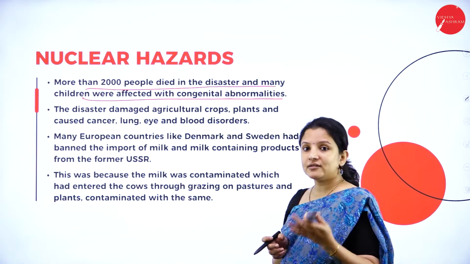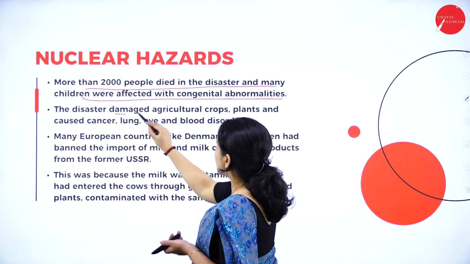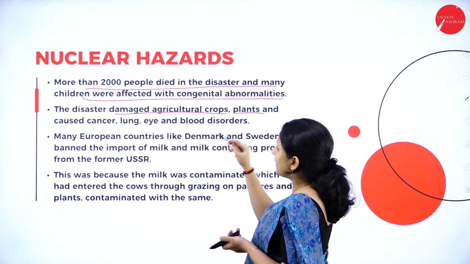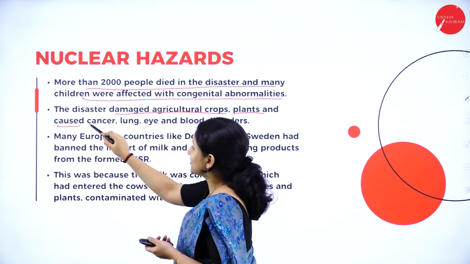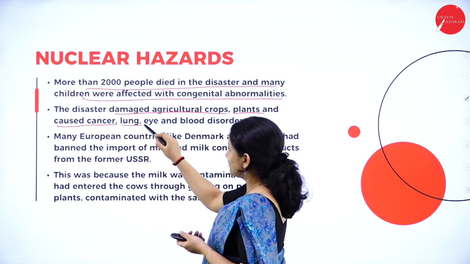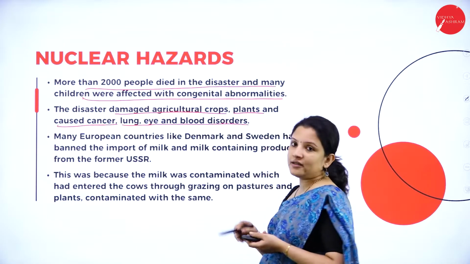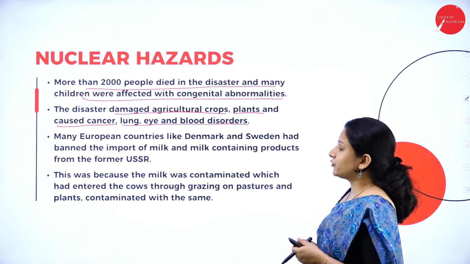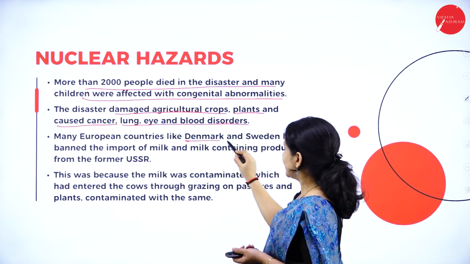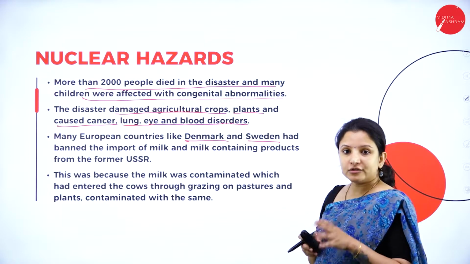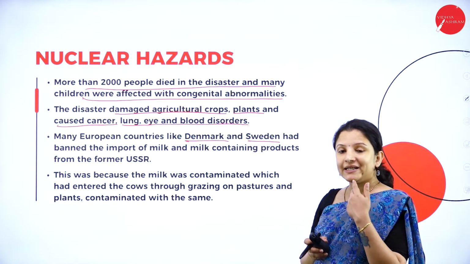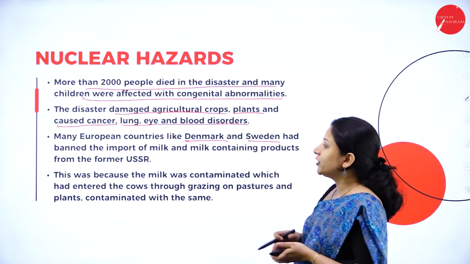And apart from that, this disaster damaged agricultural crops and plants, and it also caused cancer, lung disorders, eye and blood disorders. And many European countries like Denmark and Sweden completely banned milk from Ukraine.